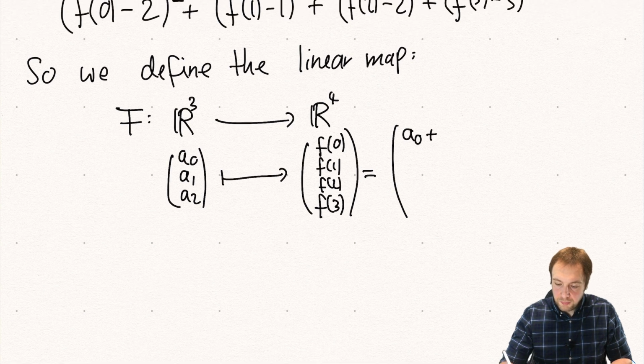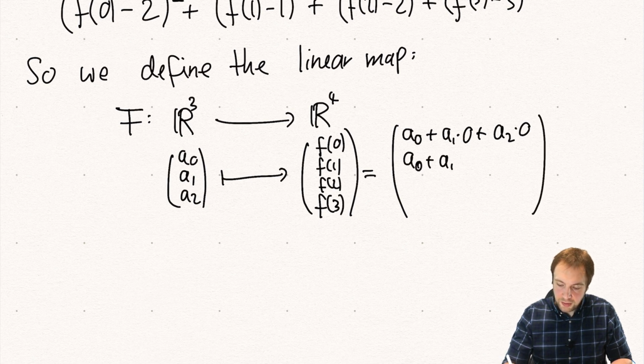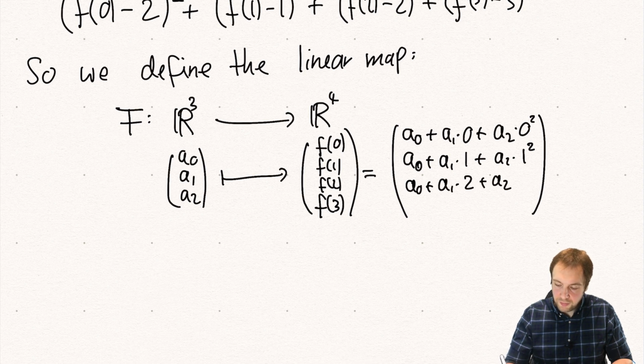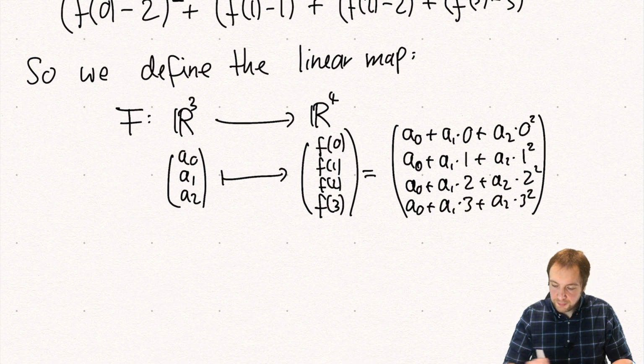So this is a0 plus a1 times 0, plus a2 times 0, and f1 is a0 plus a1 times 1, plus a2 times 1, or more precisely it would be 0 squared and 1 squared. So a0, a1 times 2, plus a2 times 2 squared, so here it's 4, maybe let's write 2 squared, a0, a1 times 3, plus a2 times 3 squared.